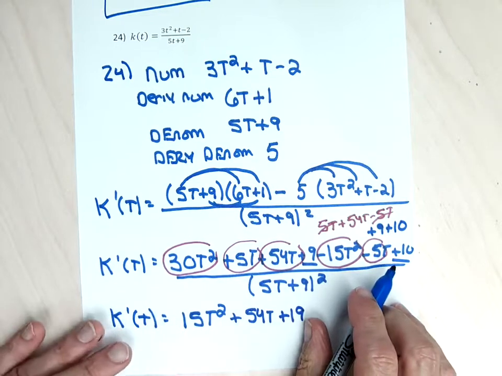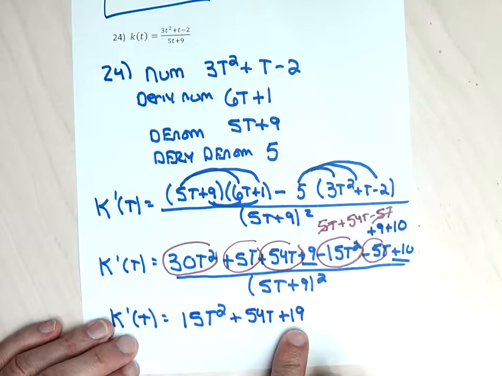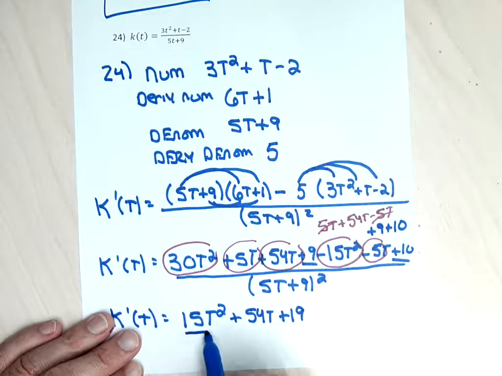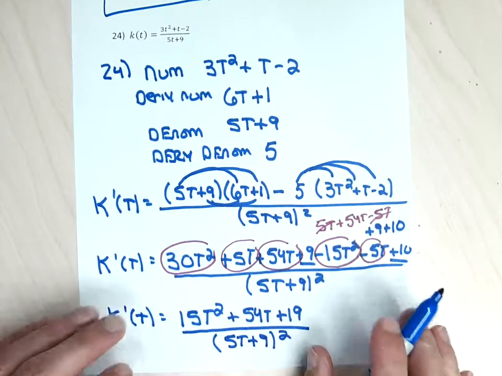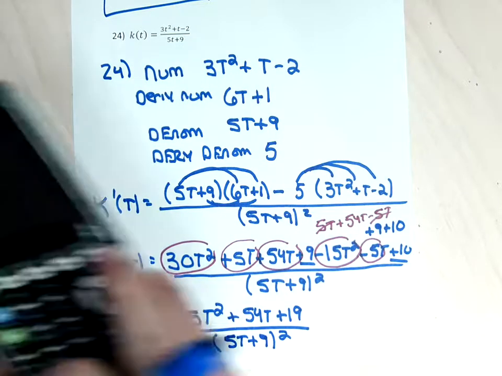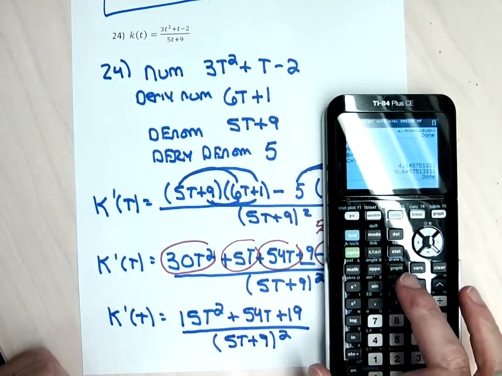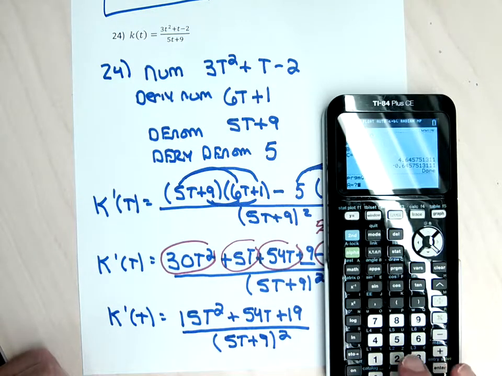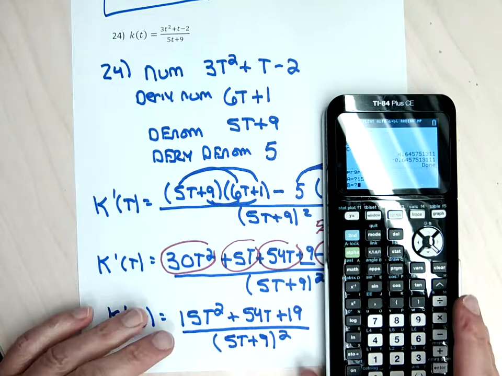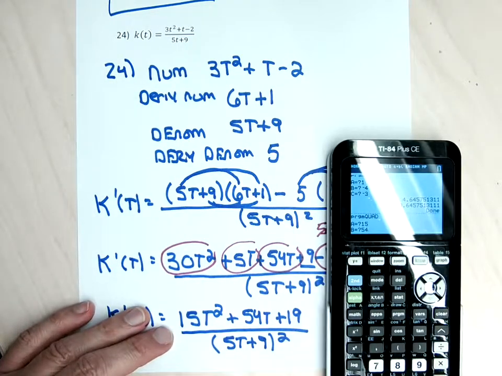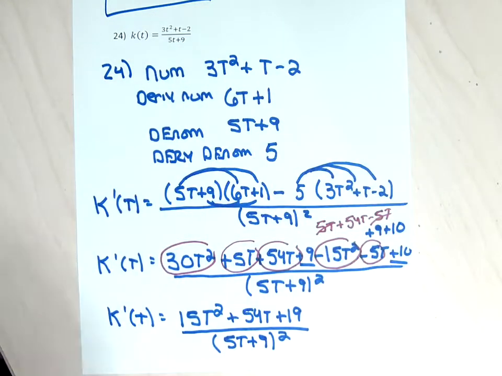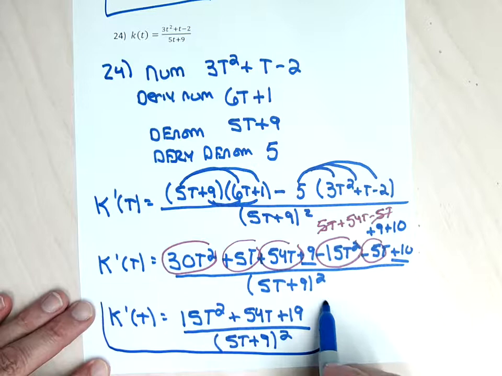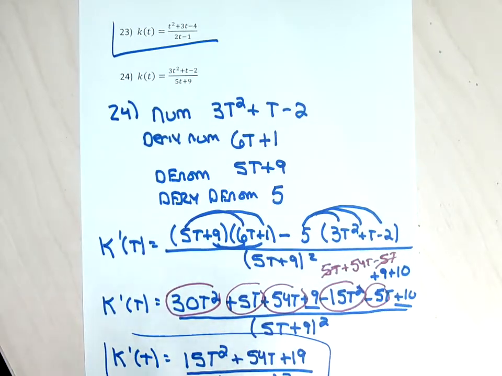I don't think there's any common factors because 19 is a prime number and 19 doesn't go into 15. I'm assuming that numerator is prime and that what I've written here is my answer. I'm going to check to see if the numerator is prime. Super easy to do that. Program quad: 1, 15 for A, 54 for B, 19 for C. Prime, because of the decimals. So that would be a perfect answer for problem 24. So you should be able to give 23 a go.